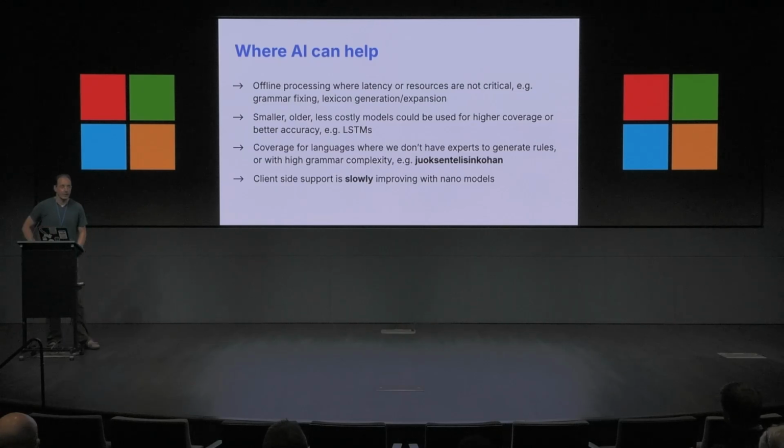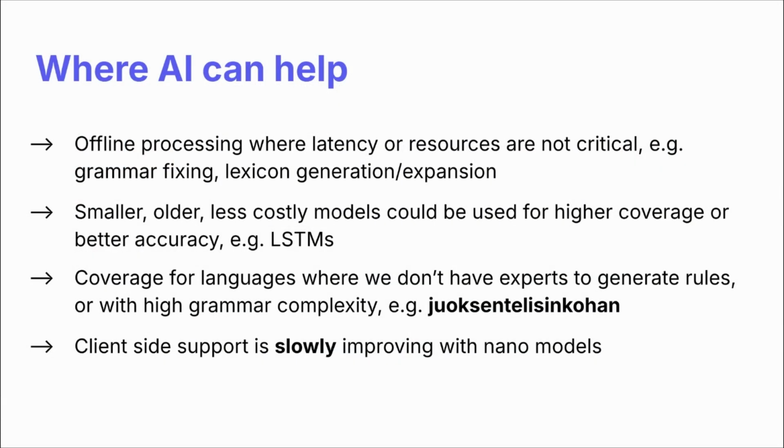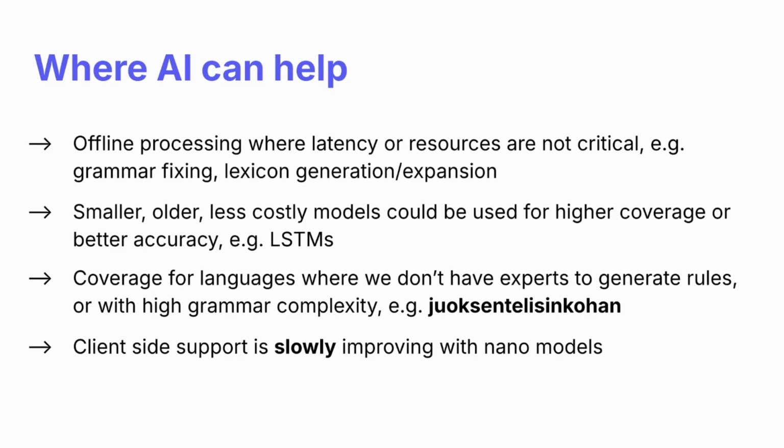But there are places where AI can help, and we discussed it throughout the day already. So offline processing is good. You don't have latency concerns. Cost is still there, but we tried fixing grammar. So we made grammatically incorrect sentences in, say, Serbian and Russian, ran them through the big models, and the results are really surprisingly good and consistent.